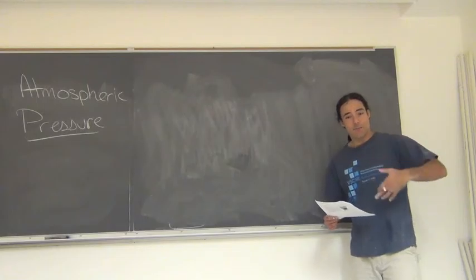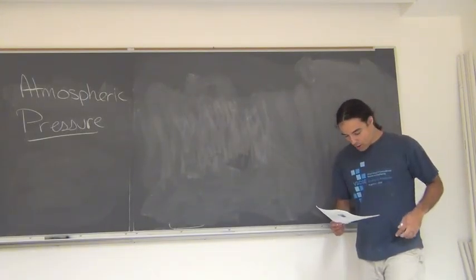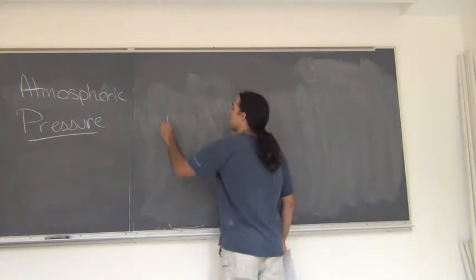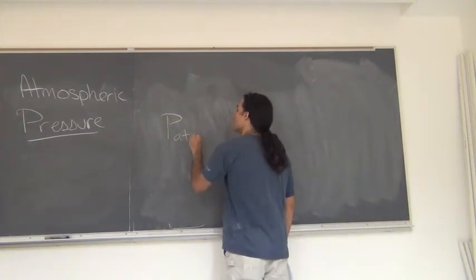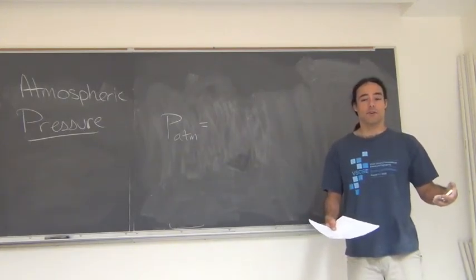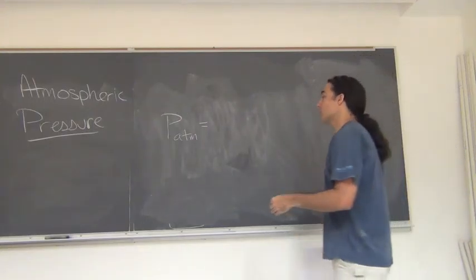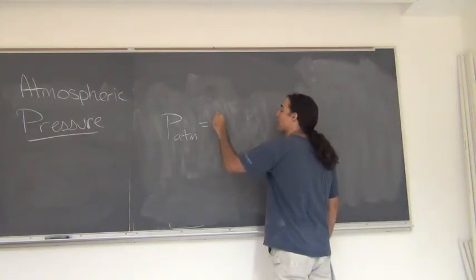So I mentioned that atmospheric pressure is all around us. How big is atmospheric pressure? Well, it turns out atmospheric pressure, if you're in chemistry class, you would say it is 1 atmosphere, which is true. It is 1 atmosphere. In physics, since we're working with units of pascals, we want to be able to convert atmospheres to pascals.